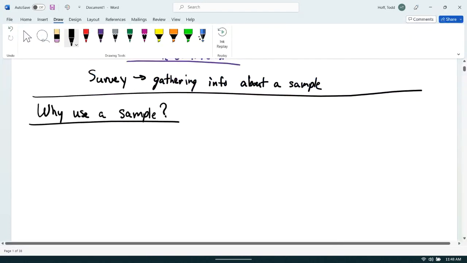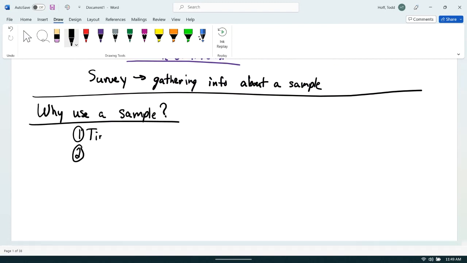And the first two reasons are the two reasons that govern just about everything in our life: time and money. Trying to gather information from every item in the population or every member of the population is going to take a lot of time, and it's going to be expensive. So we use a smaller sample to save time and to save money.